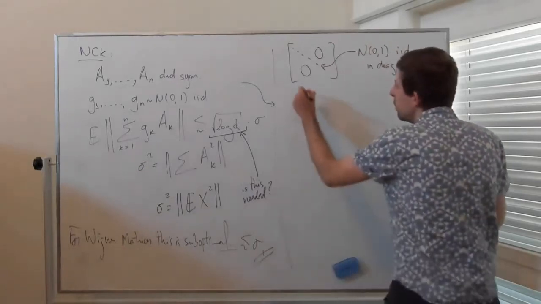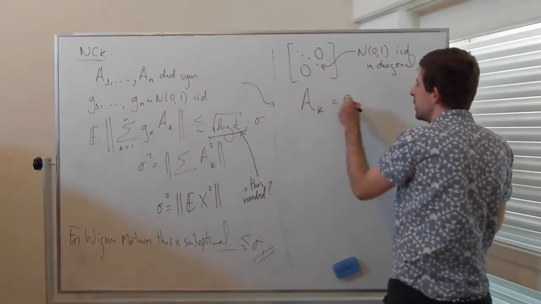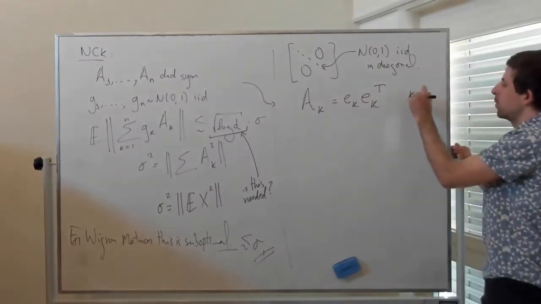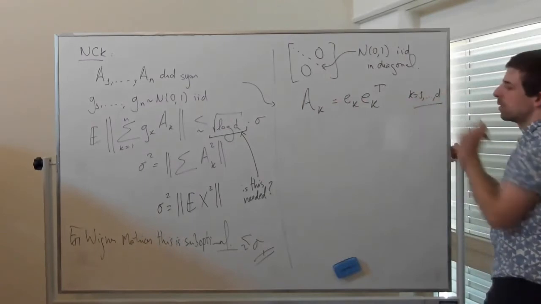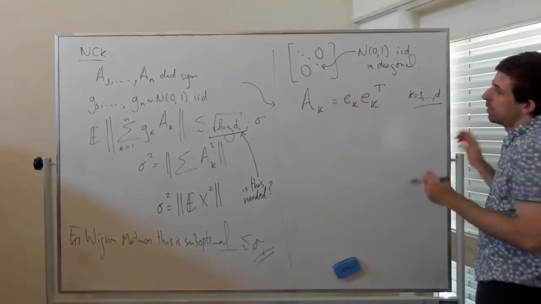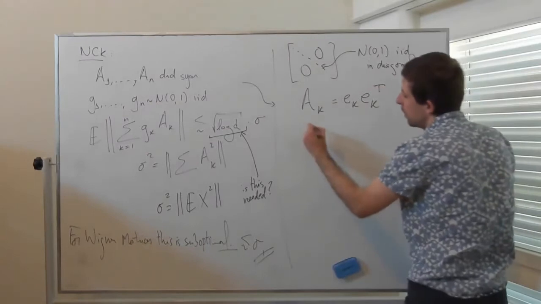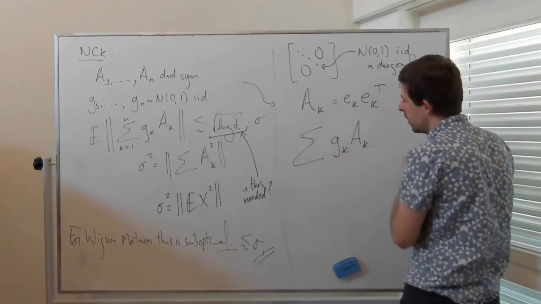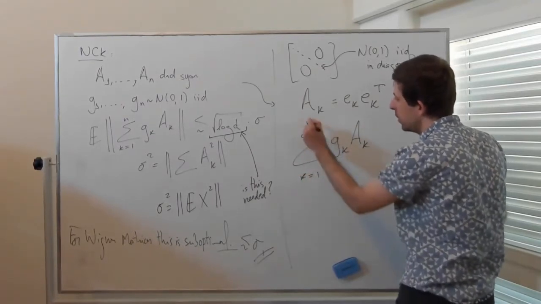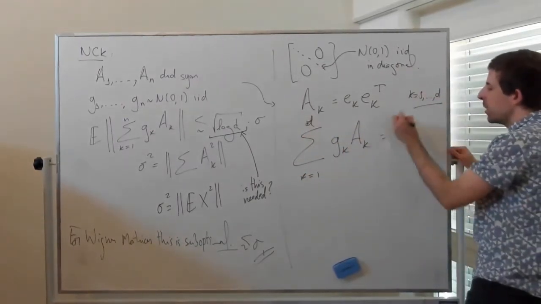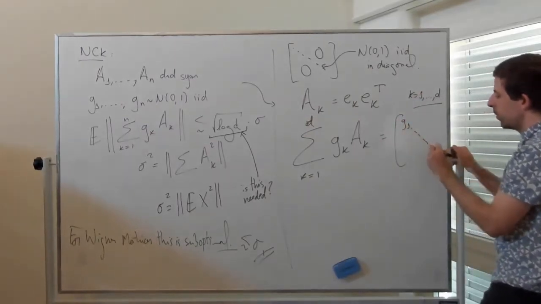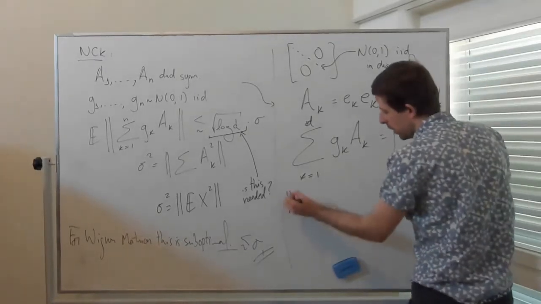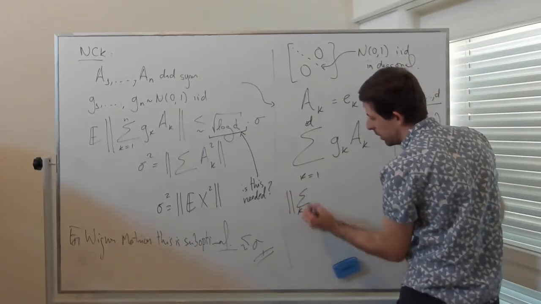So in this case, the A_k are simply e_k e_k transpose, for k going from 1 to d. If I now take the sum of g_k A_k, k from 1 to d, then what do I get? I get a matrix that has g_1 here all the way to g_d. Now what's the spectral norm of this object?